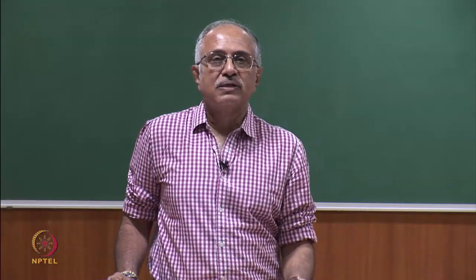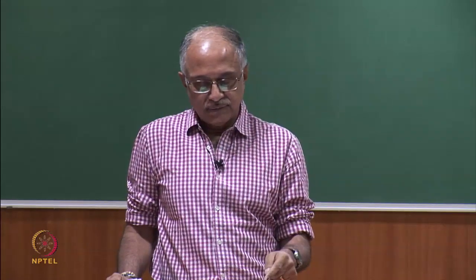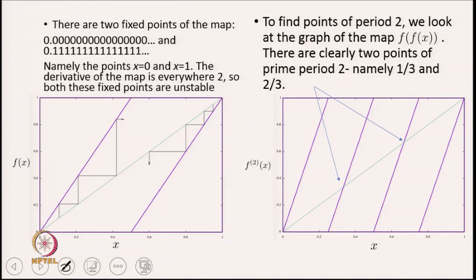There are two fixed points of this map. And what are the fixed points? They are either 0 or 1, because 2 times 0 is 0 and 2 times 1 is 2, which is 1, which is also a fixed point.